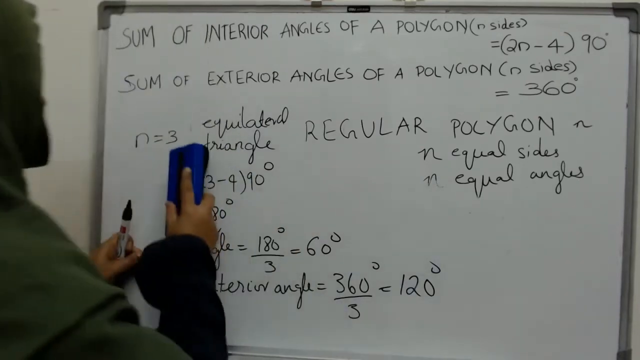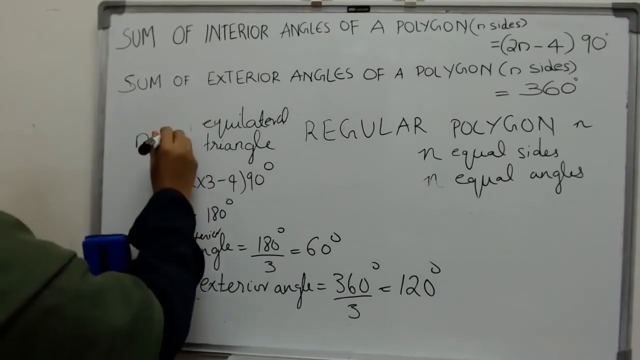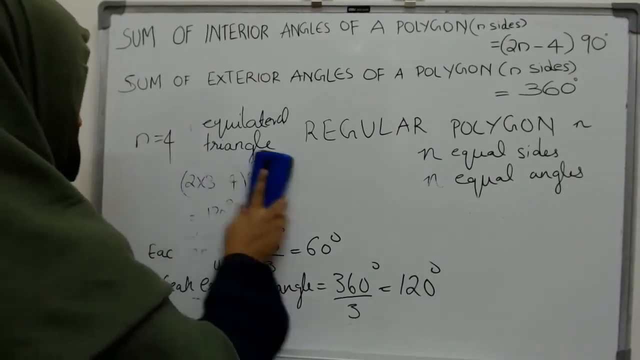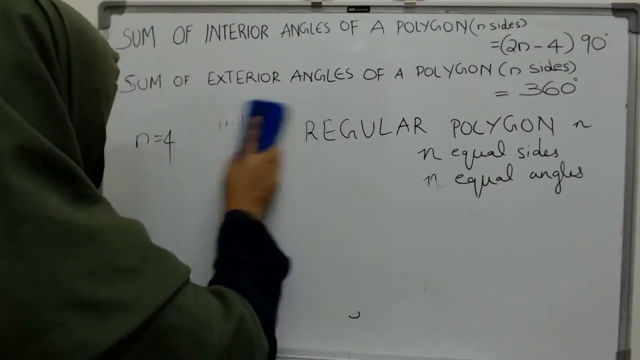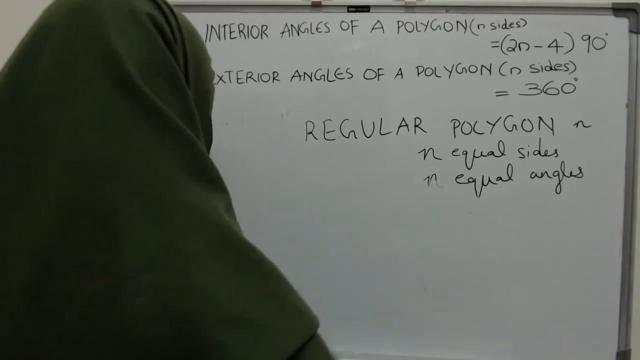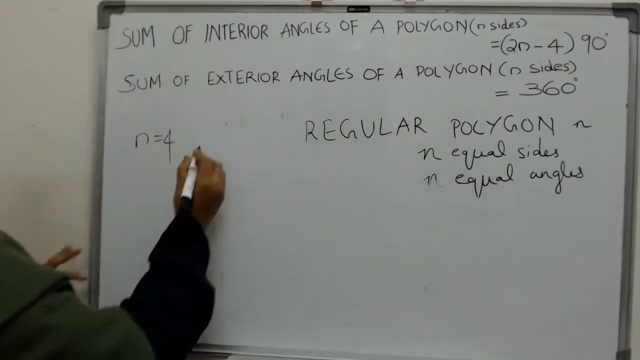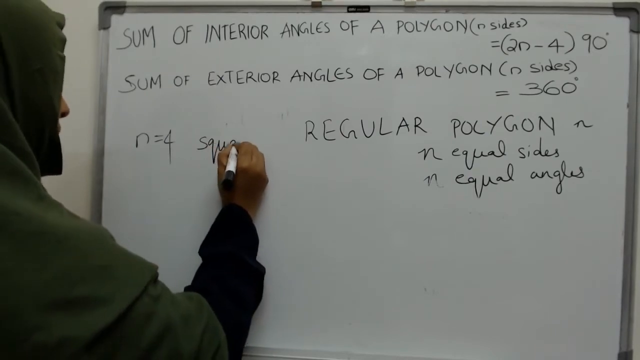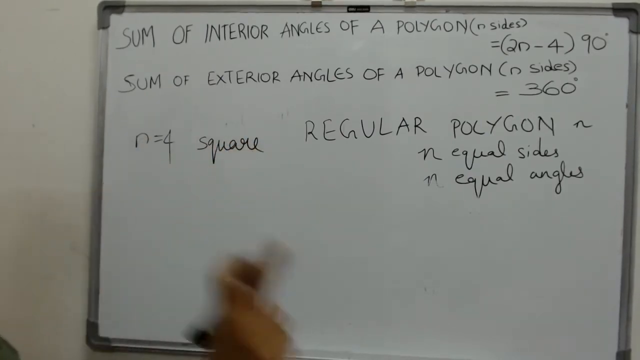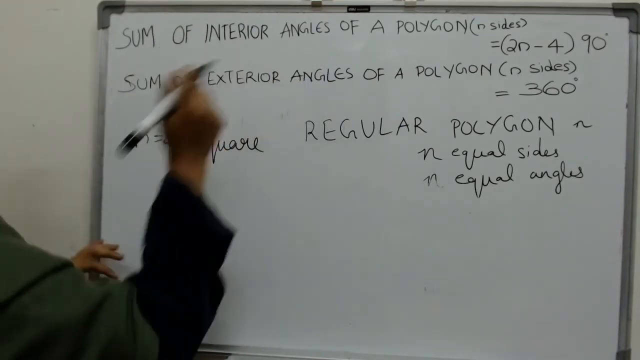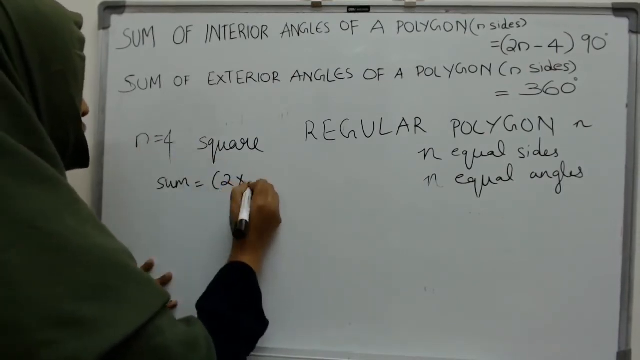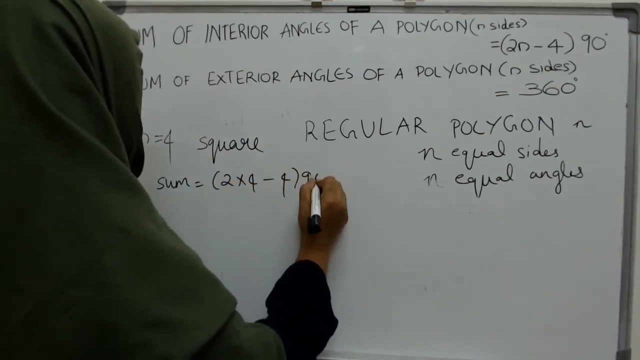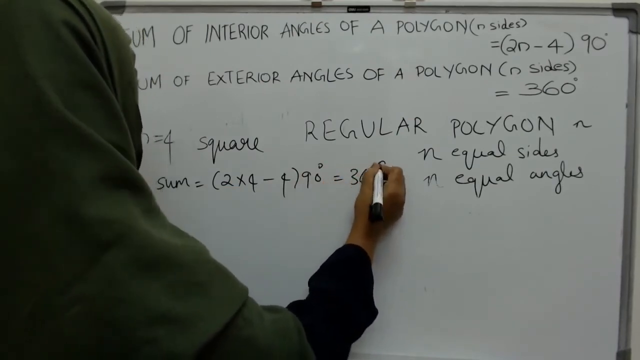Now, what if n is equal to 4? Then what do we call it? For n equal to 4, the polygon is called what? It is called a quadrilateral. Now, what do we call a quadrilateral whose all sides are equal? You will remember that it is called a square. A square is a four-sided figure whose all four sides are equal. Then what will be the sum? The sum of all the angles, it is four sides, right? So (2 into 4 minus 4) into 90 degrees, which is 360 degrees.